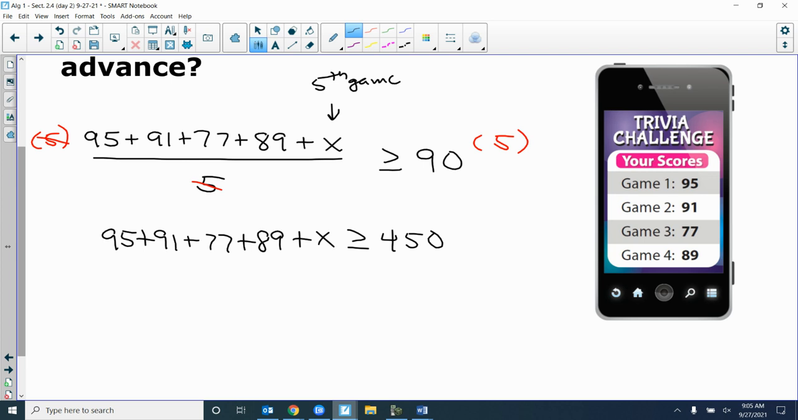Reese, did you add them all up? What'd they come up to? 270? 90. I think it's got to be higher than that. What? Double check it again. Lucas, what'd you get? 352. Do we agree with that one? Yeah. Did you miss one of them, Reese? Yeah, this is 91. All right, 352 plus X is greater than or equal to 450.